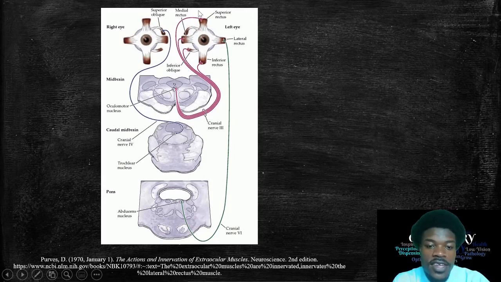So guys, that's it for the innervations of the extraocular muscles. I hope you guys understood the content here as well.